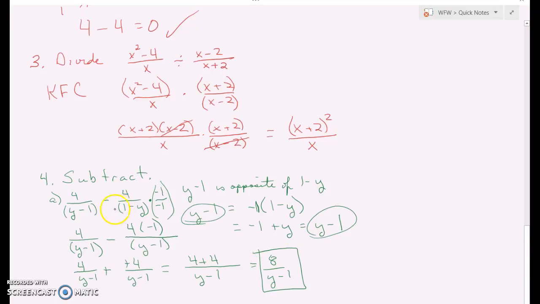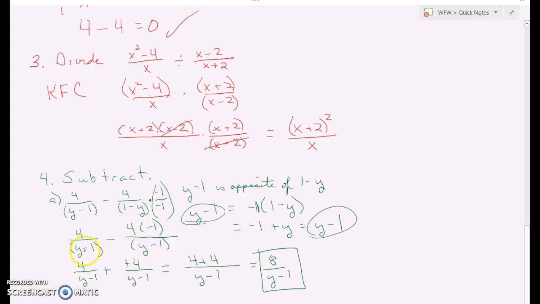So the trick to this problem is recognizing the pattern. y minus 1 is the opposite of 1 minus y. If only we could take this 1 minus y and multiply it by negative 1 so that we get its opposite, we would be in good shape. Well, we can do that if we multiply the whole fraction by negative 1 over negative 1, because you can multiply anything by 1 and it doesn't change the meaning of it.